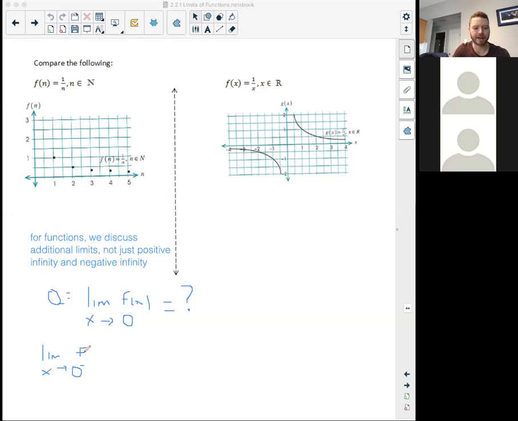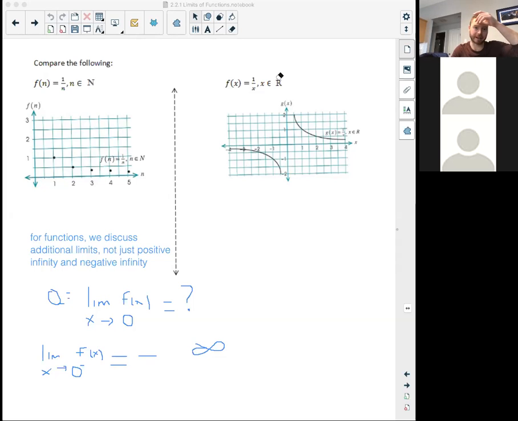Limit of f of x is equal to what? What is occurring in this graph as we approach 0 from the negative side? What are we approaching if we continue? If we were to graph the values, what would we get closer and closer to? Negative infinity. Negative infinity. Good. Sorry, a sideways 8 is what we want. There we go. Negative infinity. Perfect.